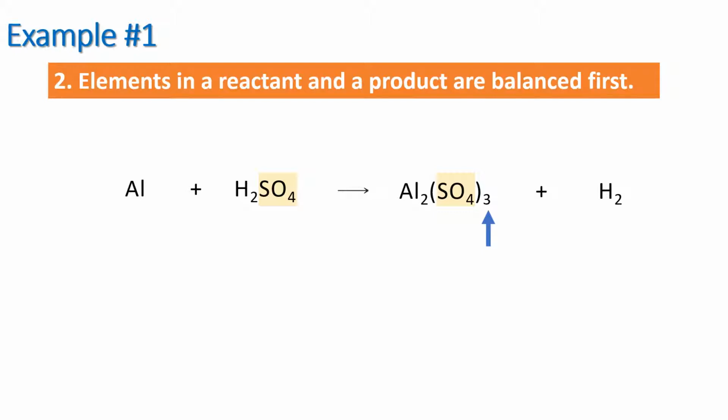So, to achieve 3 sulfates to the left of the arrow, we're going to place a 3 in the coefficient space for sulfuric acid. And that's going to balance the sulfate. But it's going to change the number of hydrogens, so we're going to need to be sure to look at that in just a minute. But for now, we have satisfied rule number two.